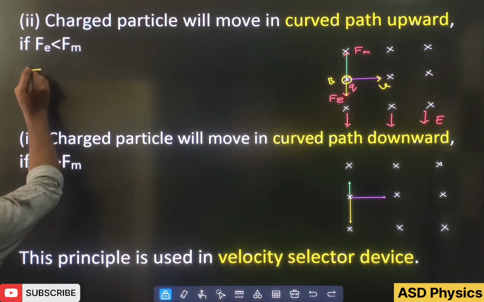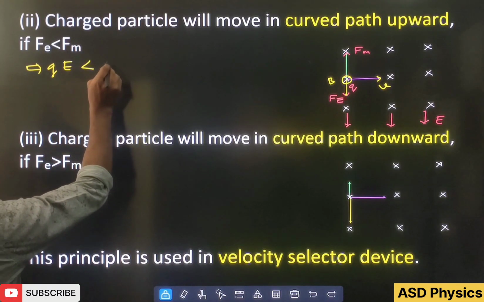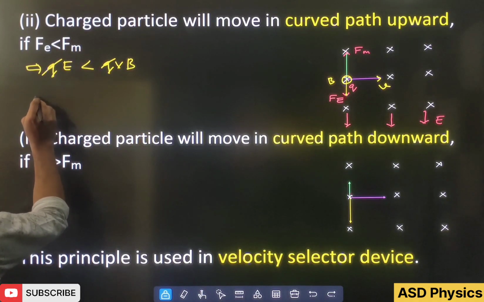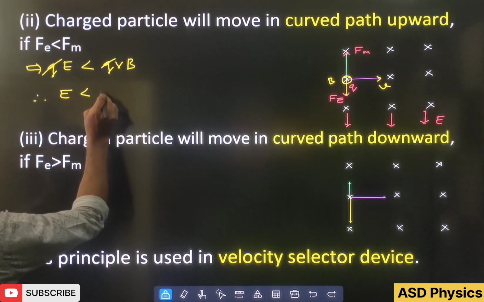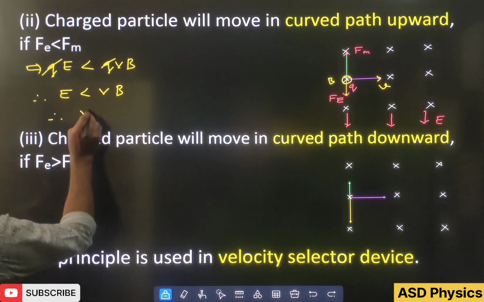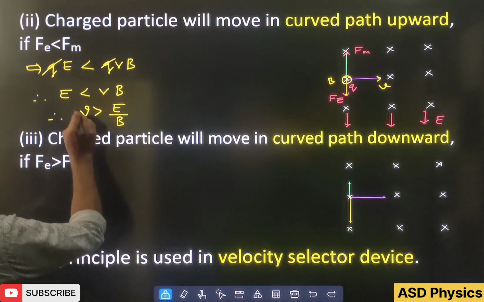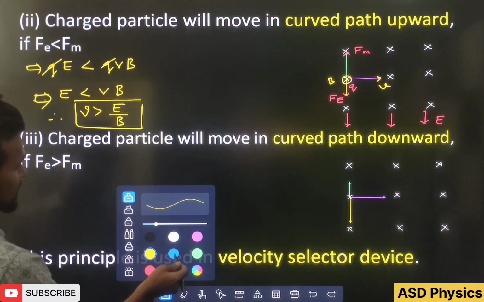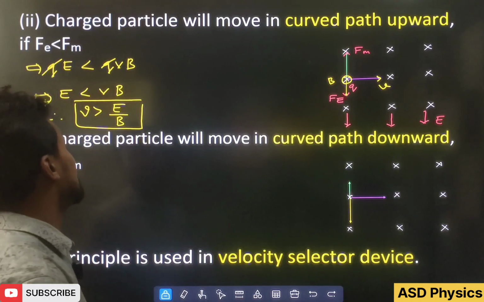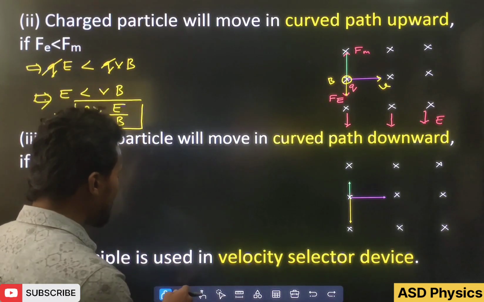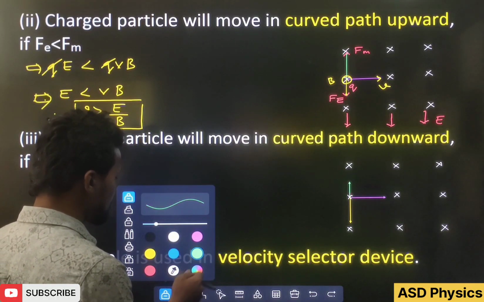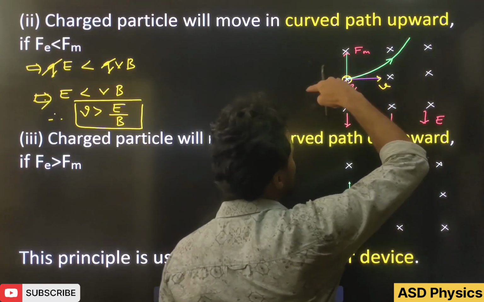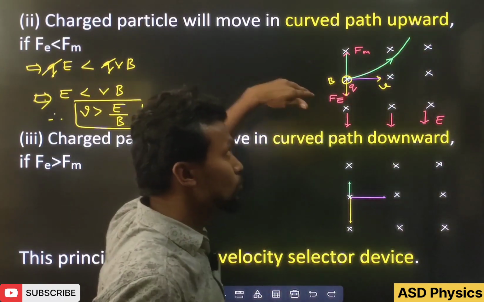So in this situation, what will happen? This is QE is less than QVB sin 90 degree. Q and Q anyhow cancel. So what we can write here in this situation? E is less than VB. So hence V is greater than E by B here. What is this here, students? V is greater than E by B. So in this situation, what will happen? When V is greater than E by B, in that situation magnetic force is more. And the charge particle will move in which direction here? I can draw here, like that the charge particle will move here. Now just like an arc, circular arc, it will move upward here.